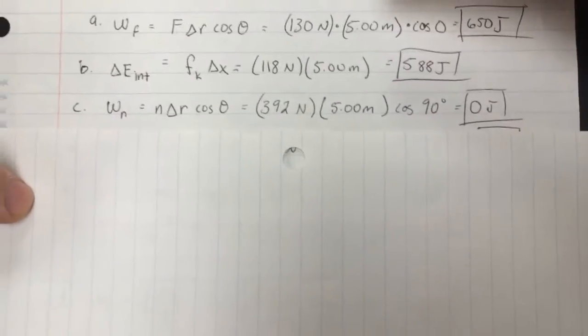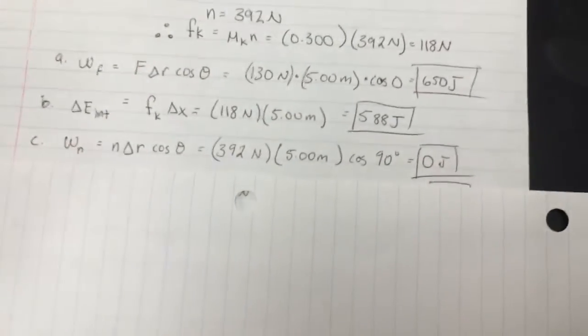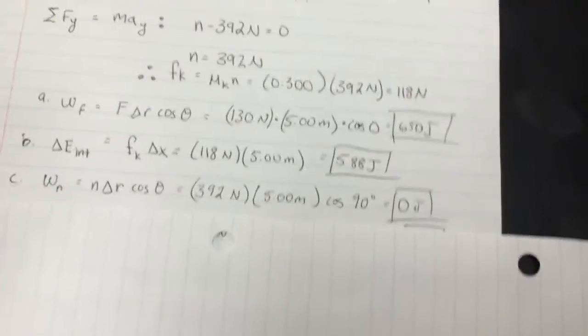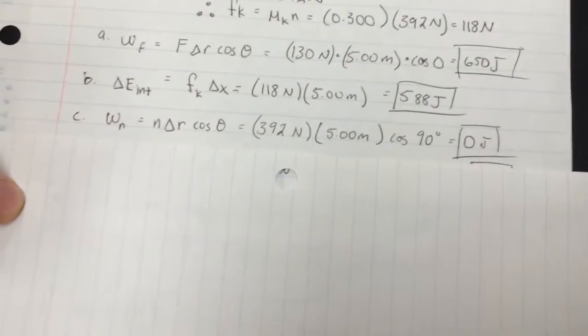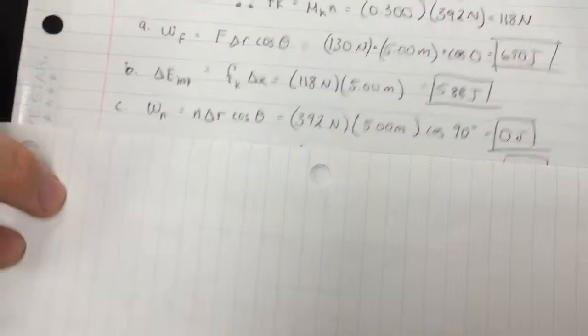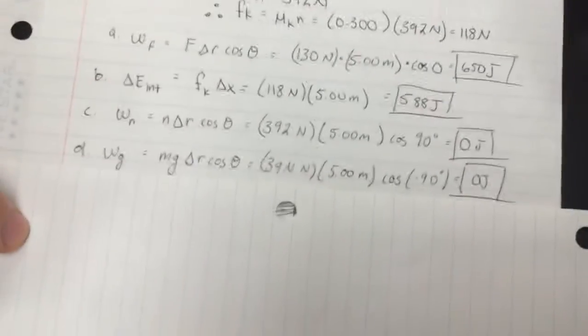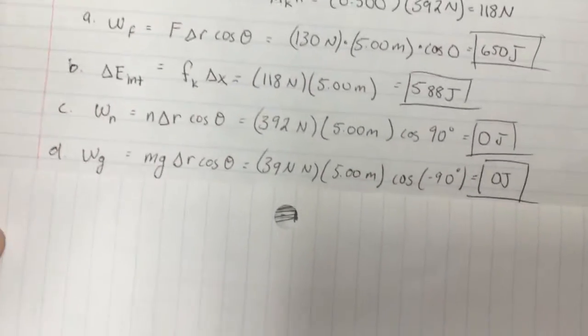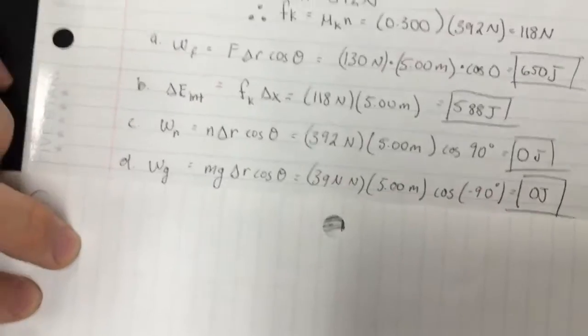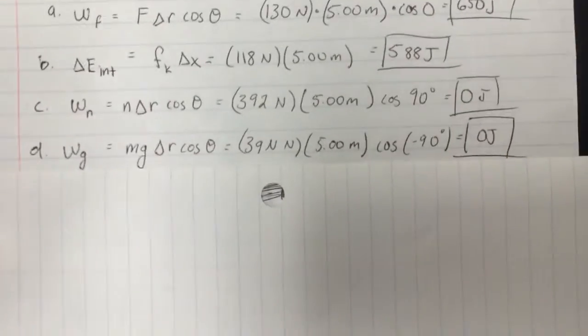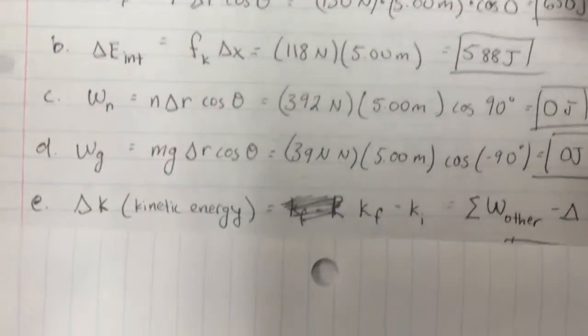For part C, we're trying to find the work of the normal force, which is equal to n times the change in r times cosine of theta. We're going to get 392 newtons times 5.00 meters, and the angle on this one is going to be 90, which would make the cosine 0. Therefore, there's 0 work being done, so 0 joules. Then we're going to do the work of gravity, which is mass times gravity, which is force, multiplied by the change in r times cosine of theta. Again, this theta is going to be negative 90, which also creates a 0. So there's 0 work done by gravity.